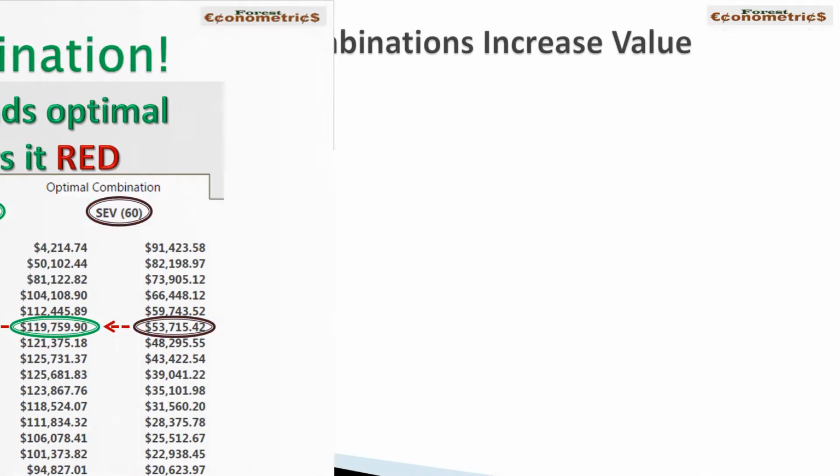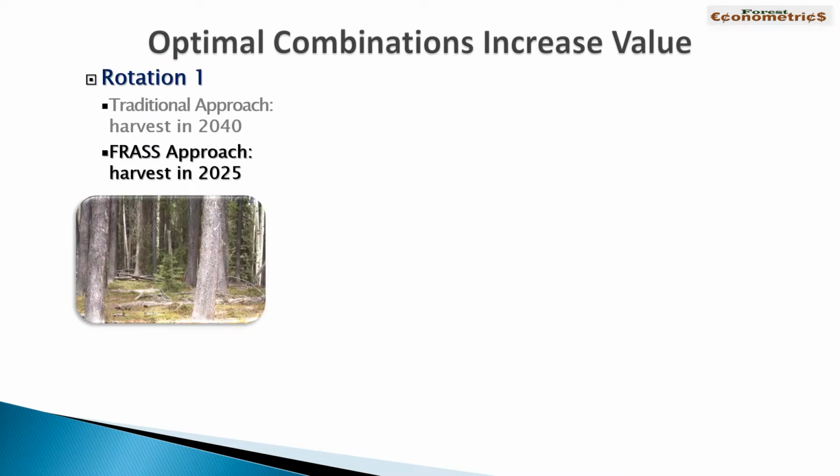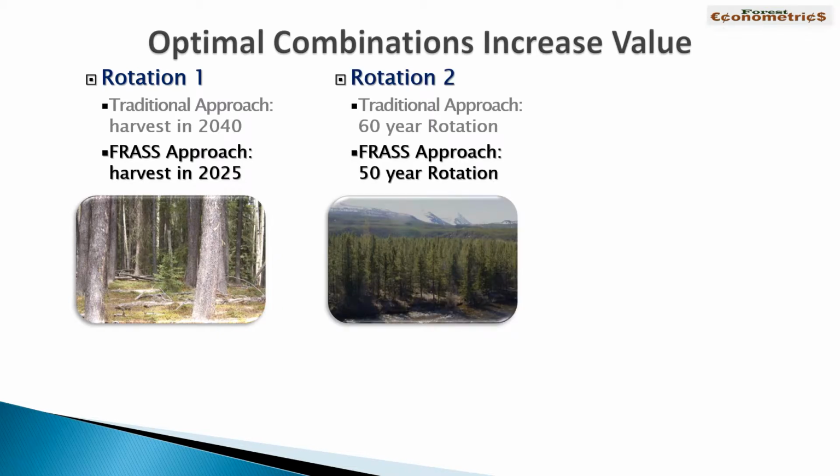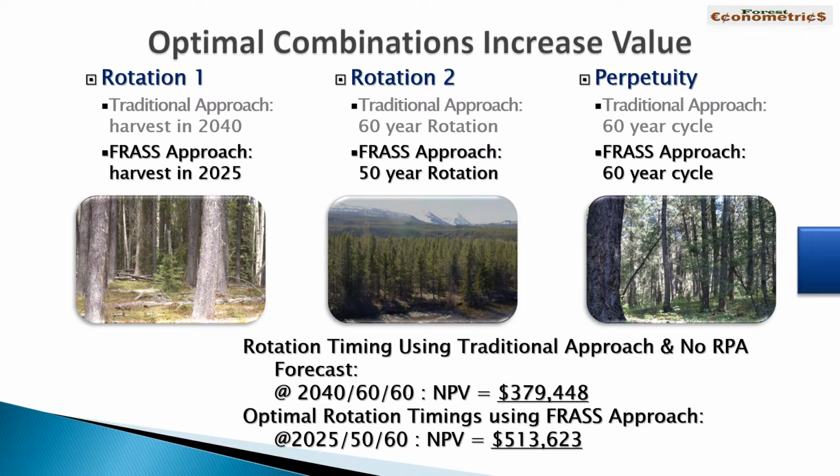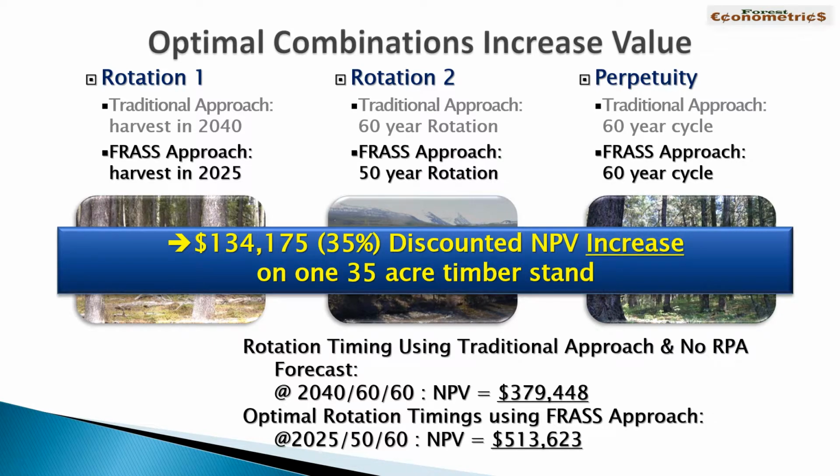The optimal solution, just demonstrated, introduces a 15-year reduction to the current rotation length and a 10-year reduction in the second rotation, which creates an increase of $134,000 in net present value, boosting long-term returns by 35%.